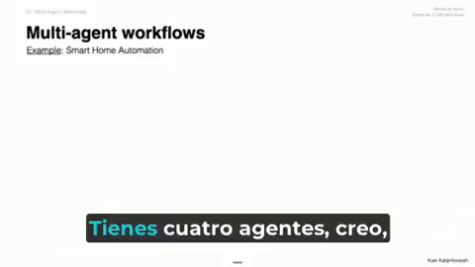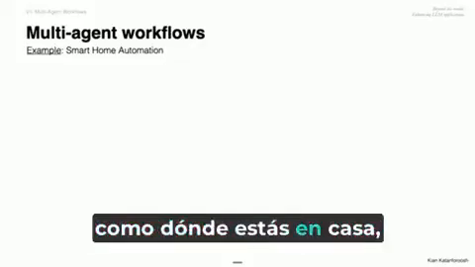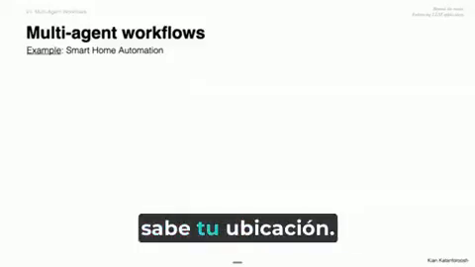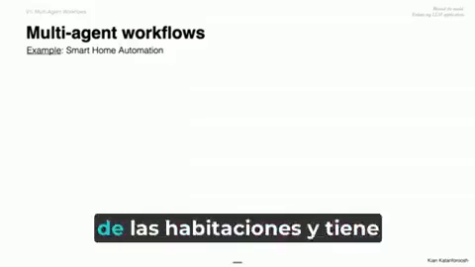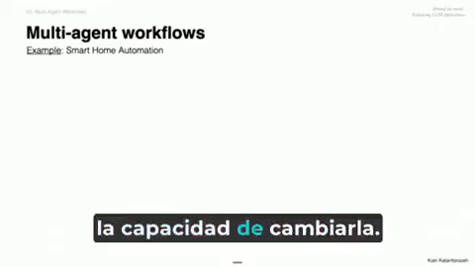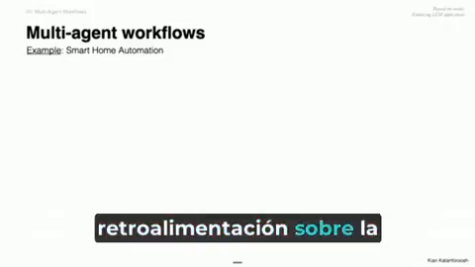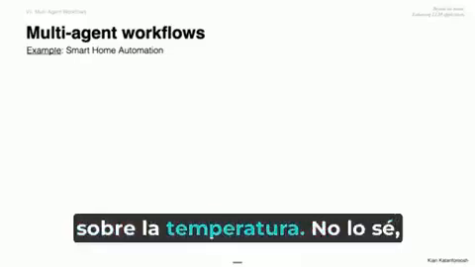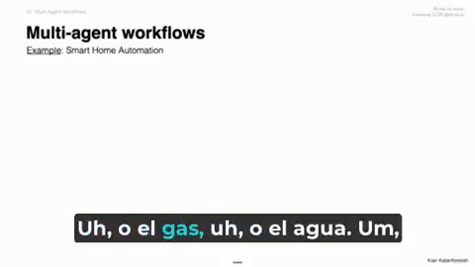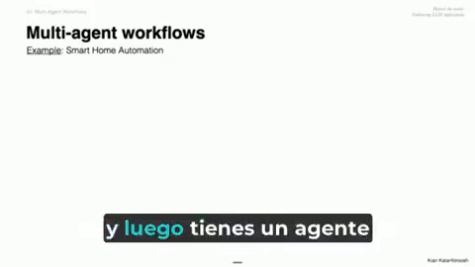Okay, so let me repeat. You have 4 agents, I think, roughly. One that tracks biometrics, like where are you in the home, where are you moving, how you're moving, things like that. That sort of knows your location. The second one determines the temperature of the rooms and has the ability to change it. The third one tracks energy efficiency and might give feedback on energy usage, and maybe it has control over the temperature as well. I don't know actually. Or the gas, or the water, it might cut your water at some point. And then you have an orchestrator agent.